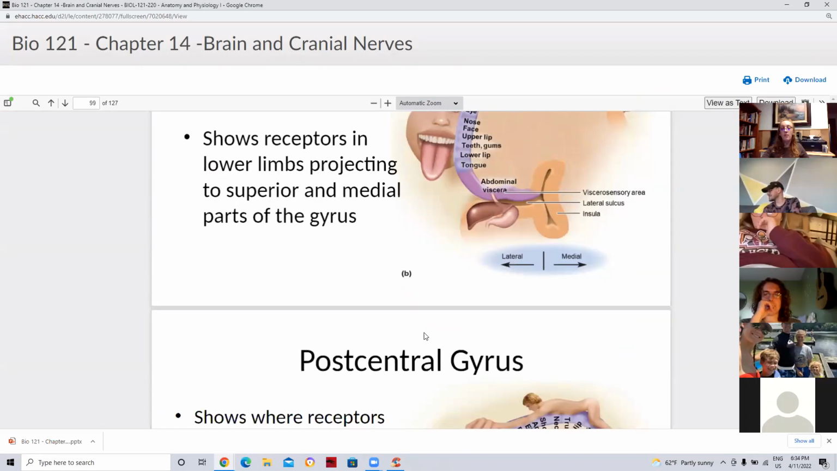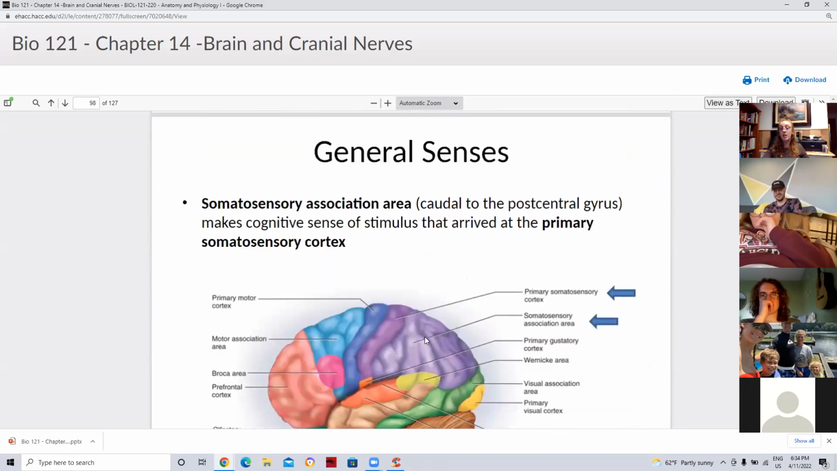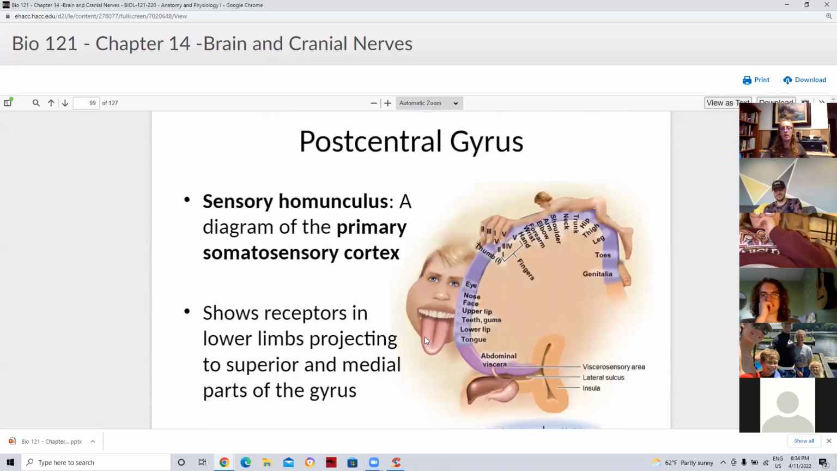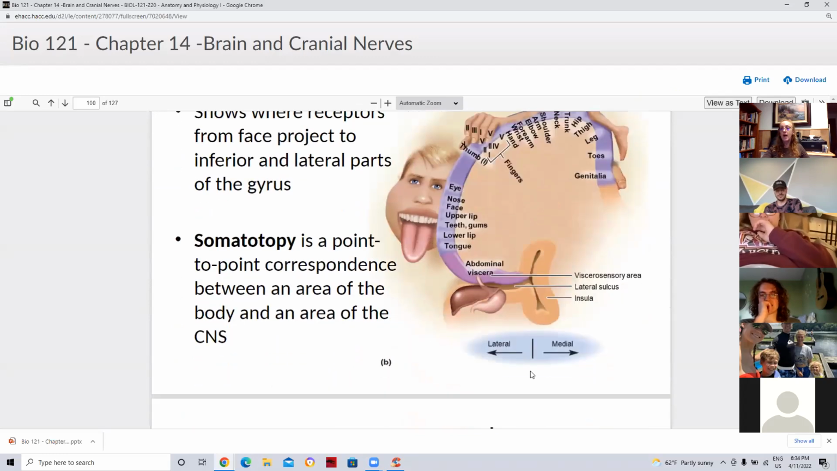So looking at the post-central gyrus, remember this is what we were looking at here, bear with me. No, never mind. Okay, post-central gyrus, showing where the receptors from the face project to the inferior and lateral parts of the gyrus. Somatotropy is a point-to-point correspondence.